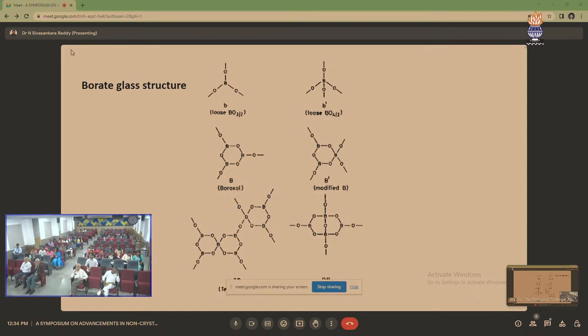So I took a borate structure. Normally, the borate structure is basically made up of trigonal borons and tetrahedral borons. These groups are present in almost all the borate structures. So you can see this is a trigonal boron, and this is a tetrahedral boron. Here also this is a tetrahedral boron, and this is a trigonal boron.